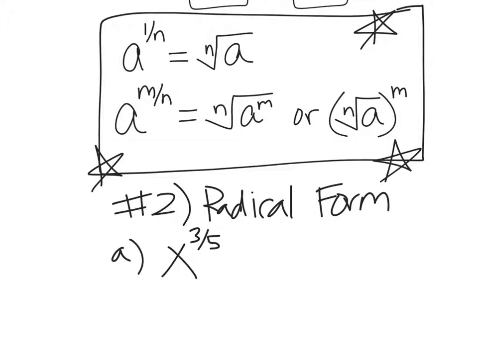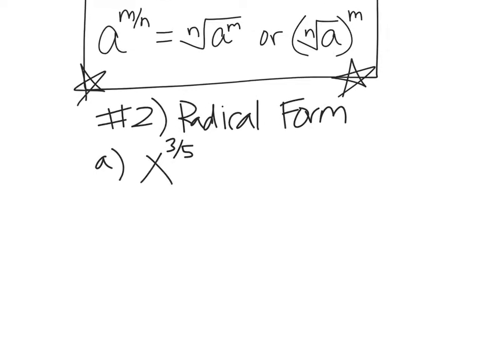I want you, and me, I guess, I'll do it too. I want us to rewrite this so that it's in, instead of exponential form, because it's written as exponents, I want it in its radical form. So how would we write this in its radical form? There's actually 2 answers. What do you got? The 5th root of x to the 3rd. Perfectly fine. That's it. That's all you need to do. 5 is the root, 3 is the power. Okay? Cool.